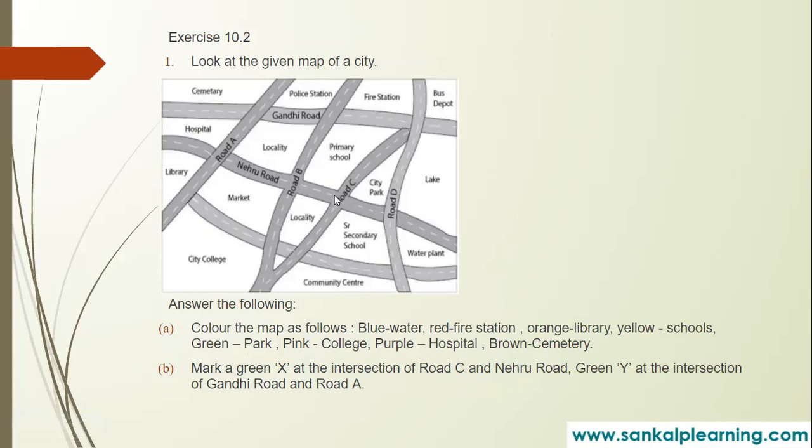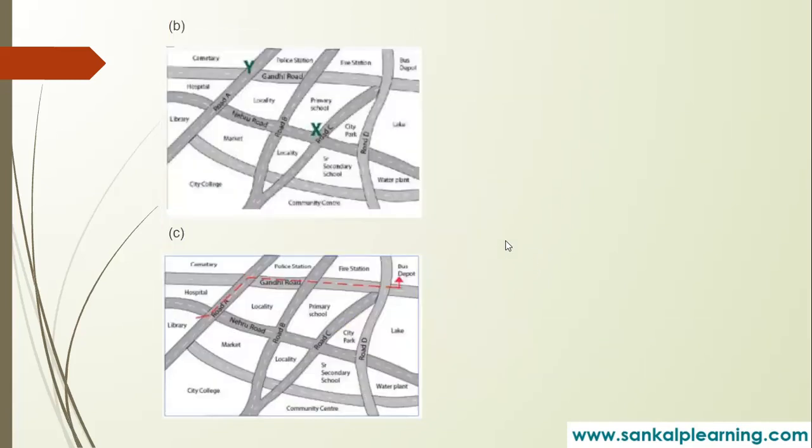And green Y at intersection of Gandhi Road and Road A. Where is Road A? Road A is here. Gandhi Road is here. See, both Road A and Gandhi Road are intersecting at this point. So here you are going to write Y. Okay, children. See, this is X, sorry, X, and this is Y.